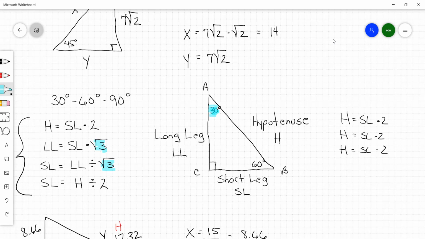People seem to get confused later on in the week, they say, I don't know when to use the square root of 2 or the square root of 3. You use the square root of 3 when you got a 30, 60, 90 because the 30 has the 3 in it. And you use the radical 2 when you have two angles that are the same. Got it?